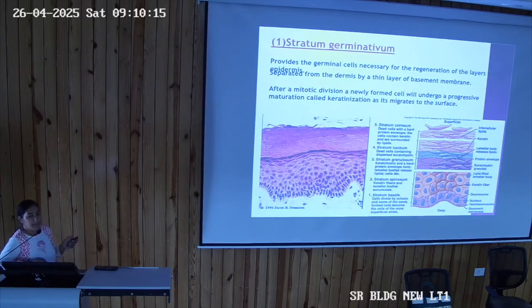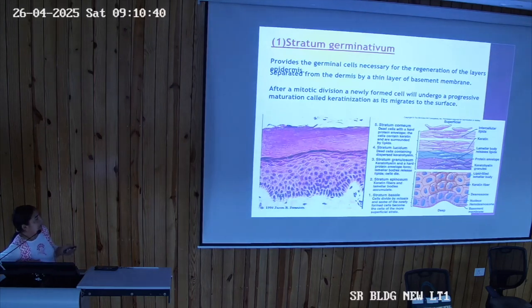So why are these germinal cells needed? Because everybody knows that skin is the covering which is protecting, so it is continuously going under wear and tear. So it has to regenerate continuously. So the germinativum layer keeps on multiplying. This germinal epithelium is lying over a very light basement membrane, and mitotic division keeps on happening.